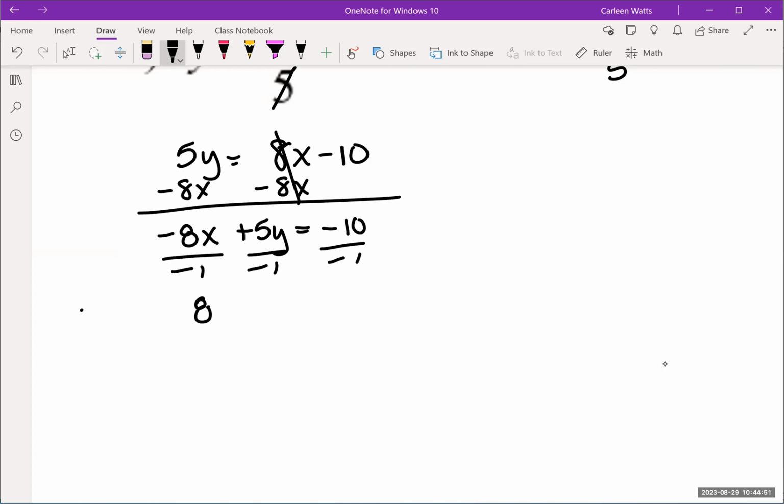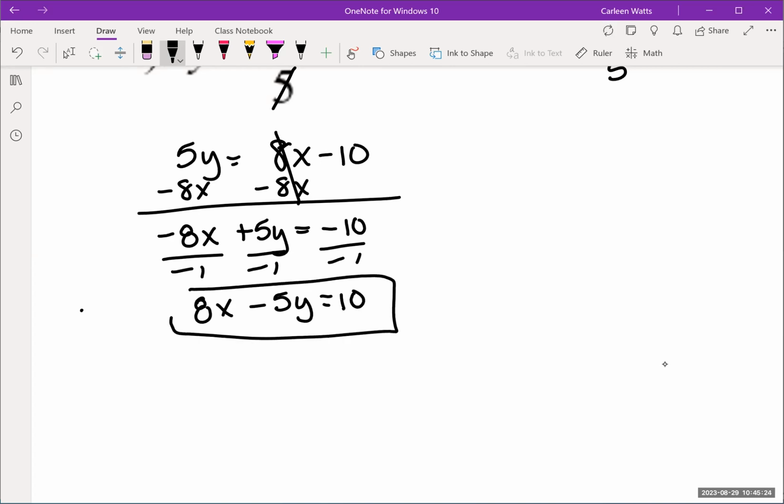So 8x, what's going to happen to the 5y when I divide by -1? -5y. And what's going to happen to the 10? It's going to become, yeah, Zoomers, negative or positive? Yeah, positive 10.